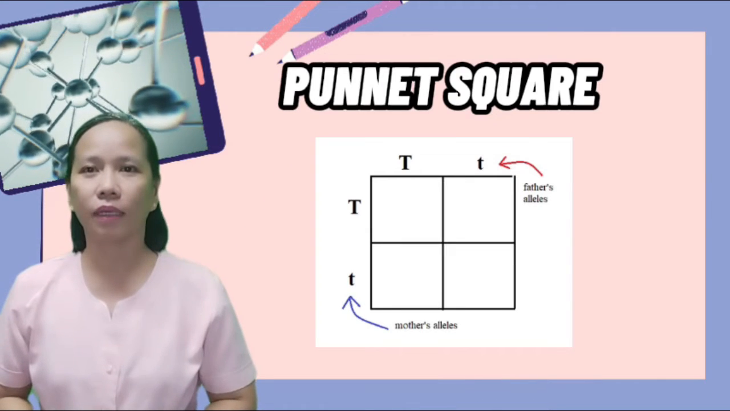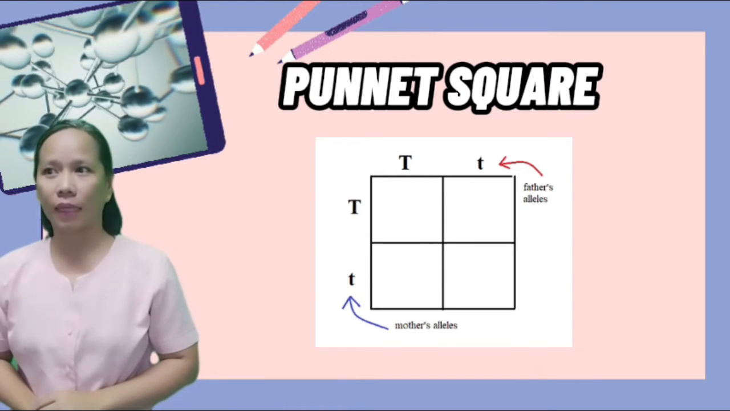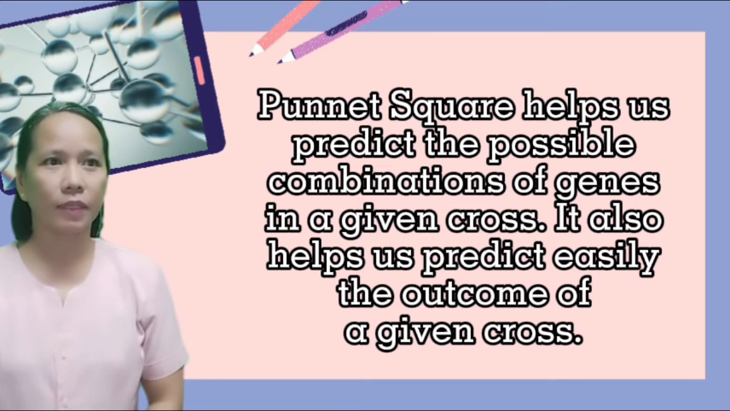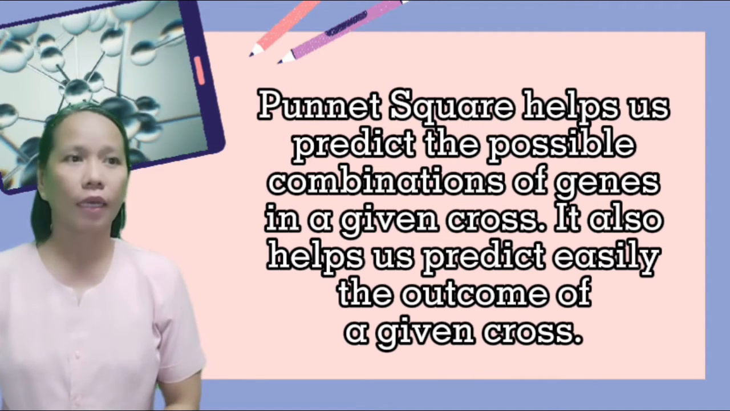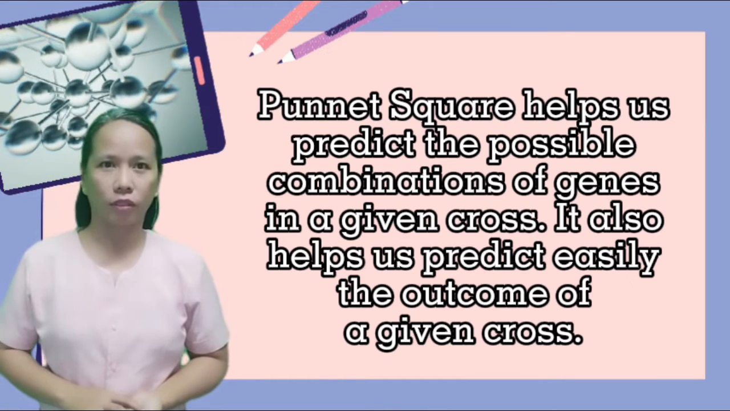This process can be recorded in a chart called Punnett square devised by Reginald Punnett. It looks like this. Punnett square helps us predict the possible combinations of genes in a given cross. It helps us also predict easily the outcome of a given cross. For example, a homozygous green pea plant is being crossed with a heterozygous green pea plant. What will be the genotype and the phenotype of the first filial generation?